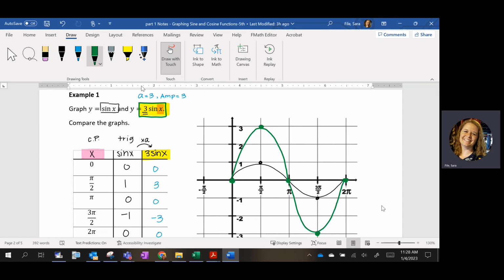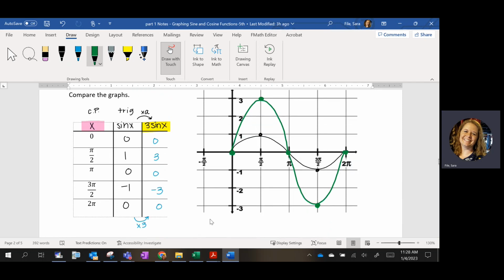So that's the new function. That's in black. The thin black line is sine of x, and this darker green one is 3 sine of x. How would you describe them? How would you compare them? What happened? What's the change? What type? Vertical. So this is a vertical stretch. Like you'd put your hands on top and bottom and pulled them apart. You stretched it vertically to make it taller.